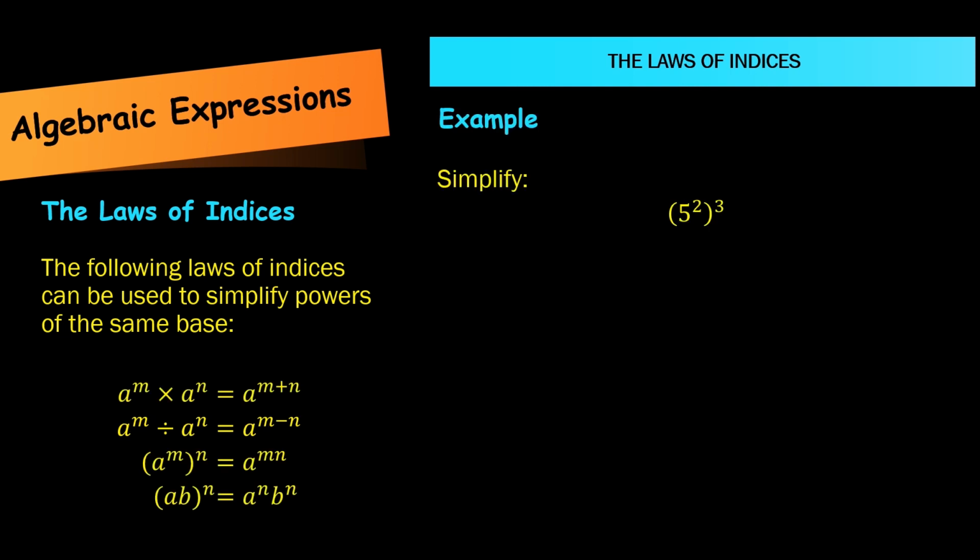And let's have a look at another example. Simplify 5 to the power 2 raised to the power 3. For this example, we use the law highlighted. We now multiply the powers as shown to give us 5 raised to the power 6.